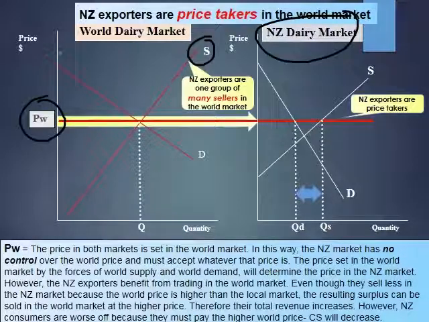However, the New Zealand exporters benefit from trading in the world market, even though they sell less in the New Zealand market because the world price is higher than the local market. The resulting surplus is actually exported or sold in the world market at a higher price. Therefore, their total revenue increases. However, New Zealand consumers are going to be worse off because they pay a much higher price than they would have if New Zealand had not traded. So their consumer surplus will decrease. So we're going to now study that in the next diagram.